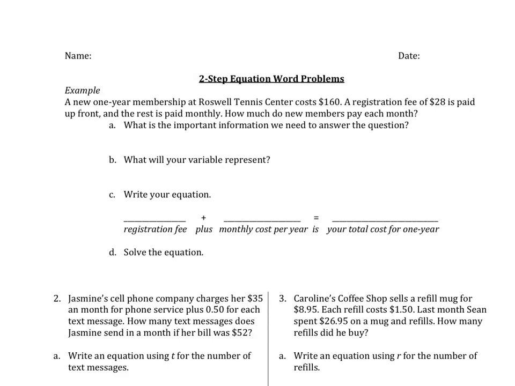So things that we're going to look at first. Part A says, what is the important information we need to answer the question? Well, we're trying to figure out how much new members are going to pay each month. Actually, that's what I want you guys to look at first, what the question is asking. So we want to know how much new members are going to pay each month. More of the important information is that the cost is going to be $160, okay? So I'm going to put that under here. So our cost is $160.